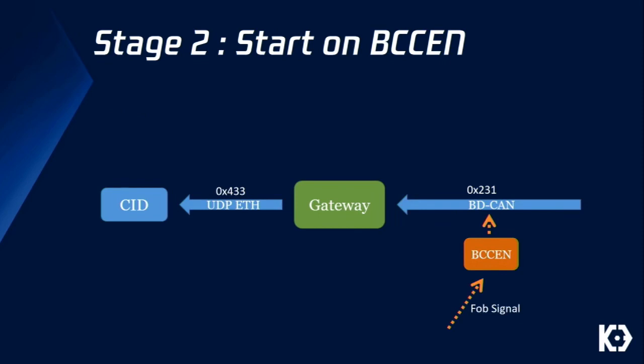And stage 2 is about the fob signal processing, because when you click the fob, the signal will be sent to the BCM, and the BCM will send a signal on the body CAN, and the body CAN will transfer the signal to the CID to tell all the ECUs, let's get ready to start the Easter egg.